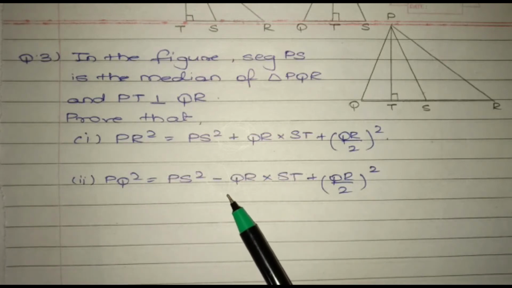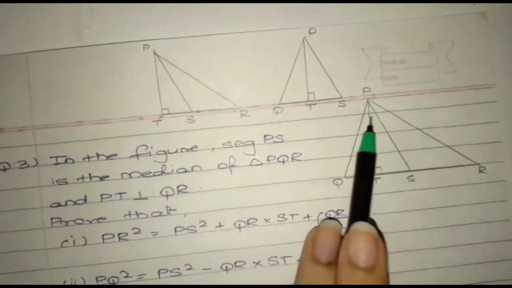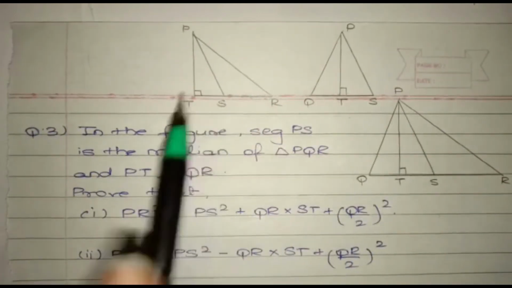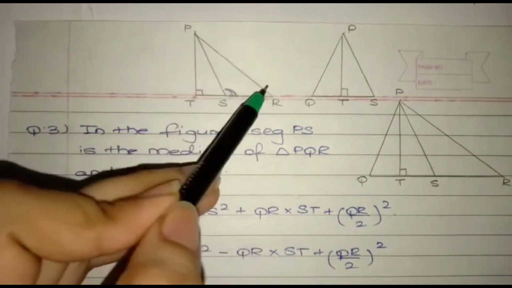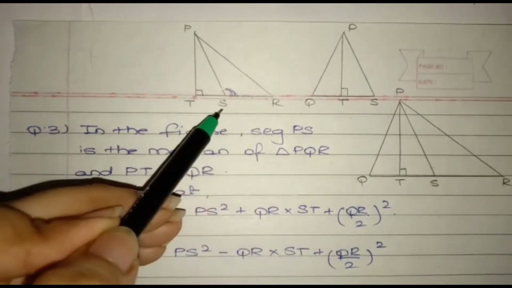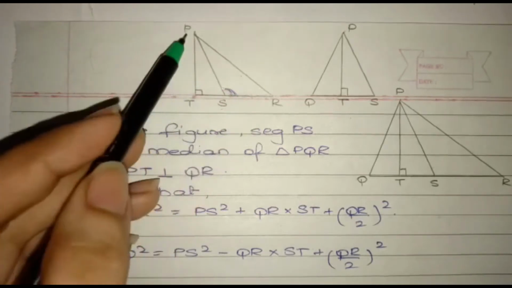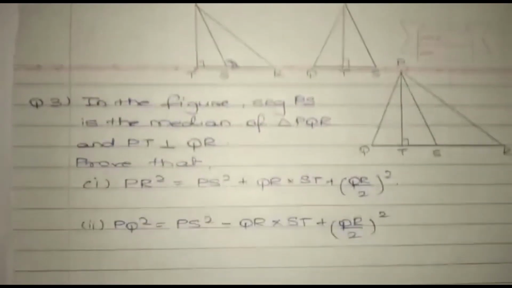Firstly we are going to consider this triangle, that is triangle PSR, which I have drawn here. Here we have angle S as the obtuse angle, and PR is the side opposite to the obtuse angle, and we are going to use this relation for sides PR, PS and SR. So now let us start.